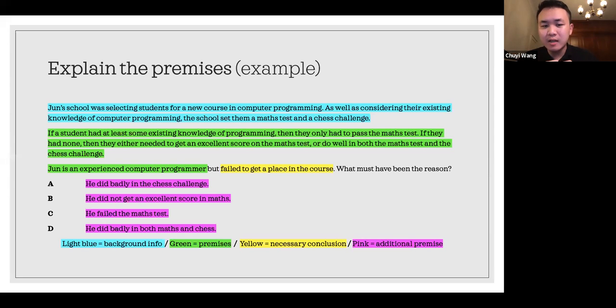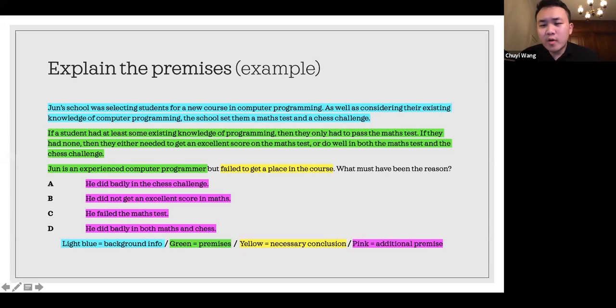And what does the question tell us? Well, he's an experienced computer programmer, so which rule do we need to look at? If a student had at least some existing knowledge of programming, they would get in the course as long as they pass the maths test. He didn't get in the course, which means he failed the maths test. So that's the certainly right answer. Does everyone see how this is like a logical consequence question, but reversed? You have to find the missing piece of information, not the right conclusion.